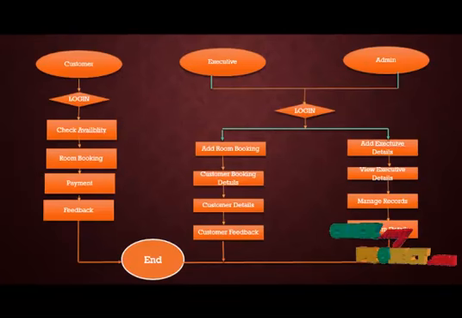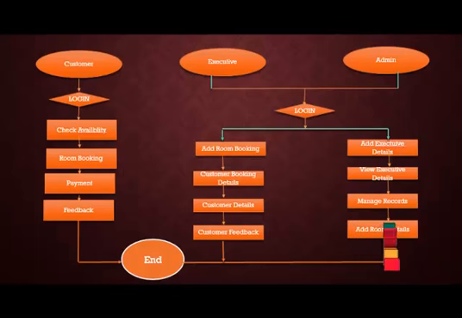In this flow diagram we have customer, executive and admin. In customer we have login for authentication, and we have check availability, room booking, payment and feedback. For executive we have a login for authentication purpose. After login we have add room booking, customer booking details, customer feedback. And in admin we have add executive details, view executive details, manage records, add room details.